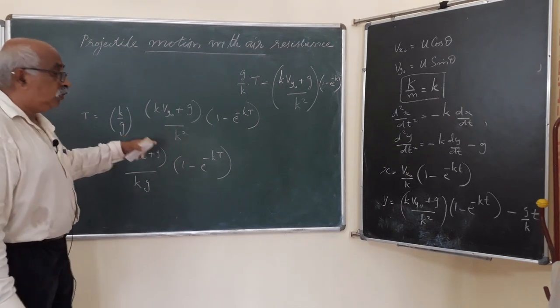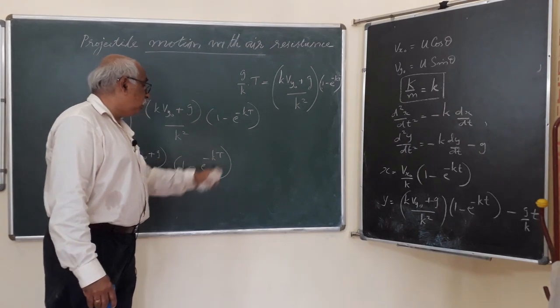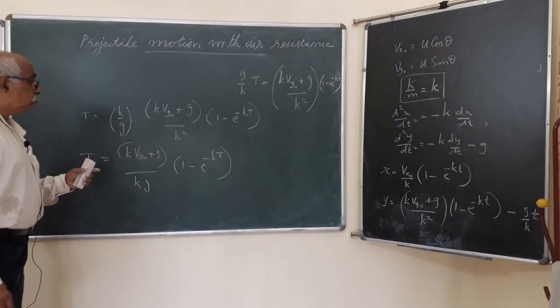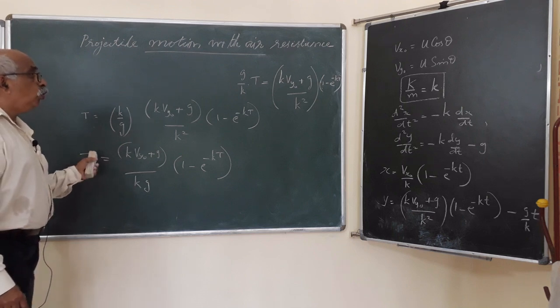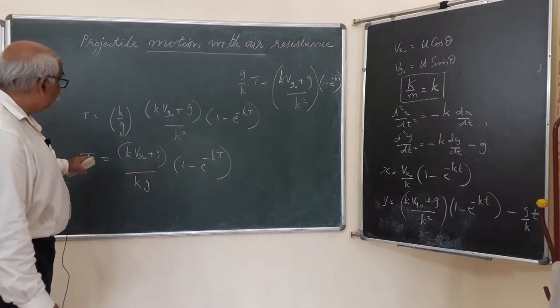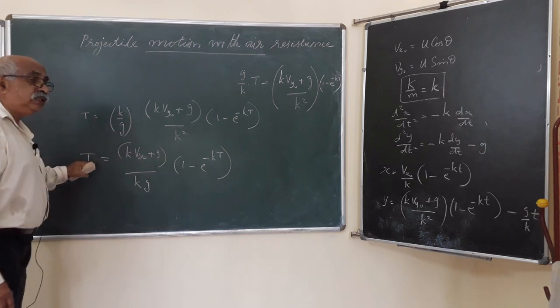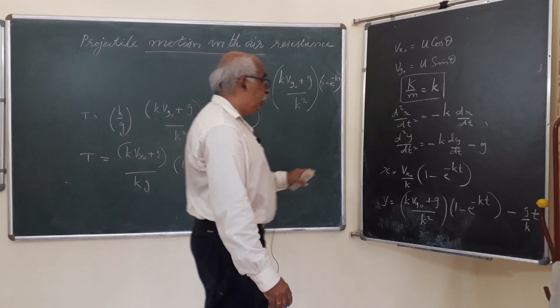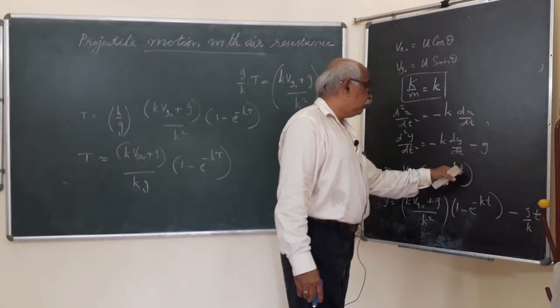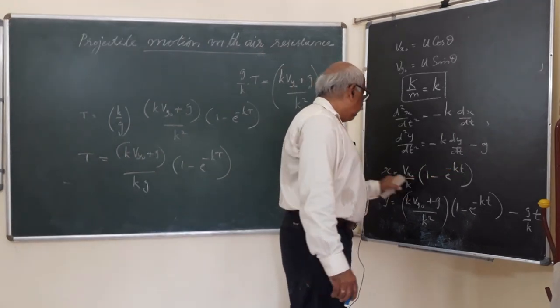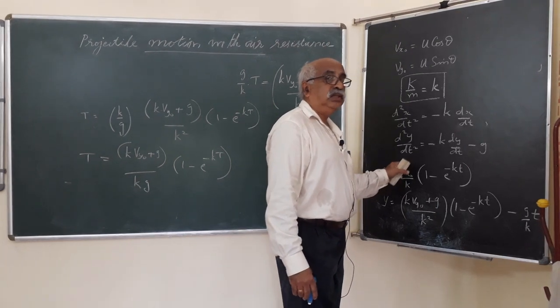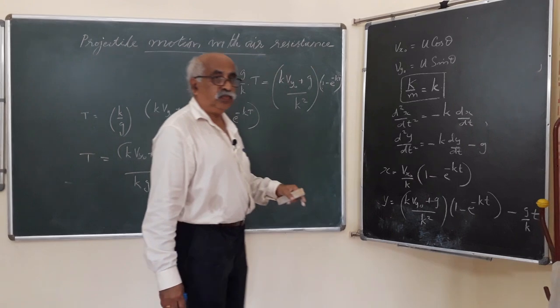Provided we use some numerical values for this k, we can find the time of flight. Once the time of flight is known, we can substitute it instead of t here, and the x position can be found. This will give the horizontal range of the particle.